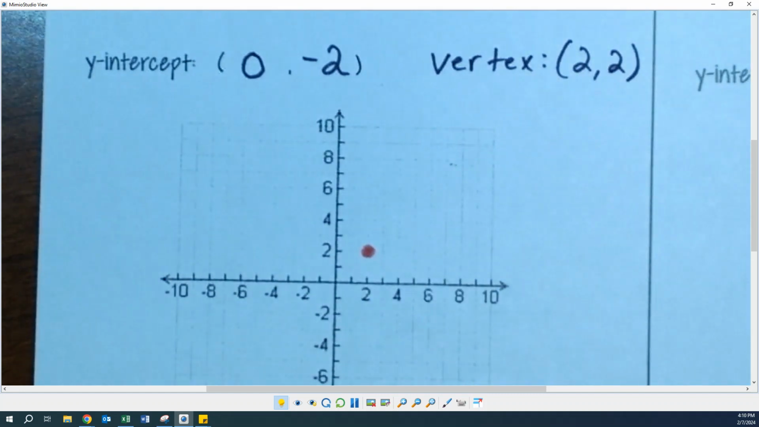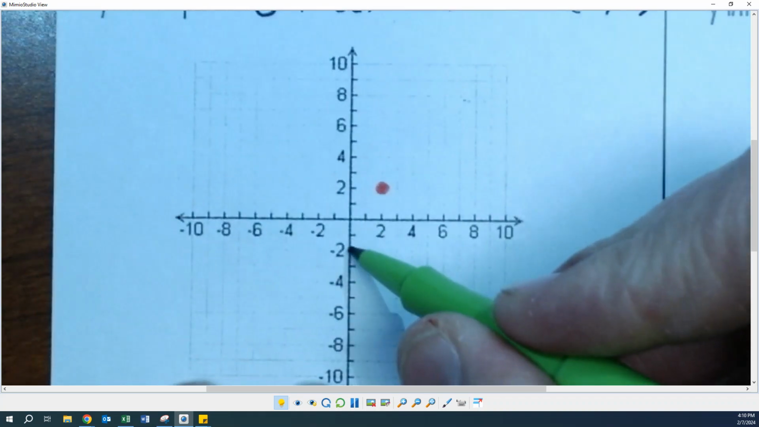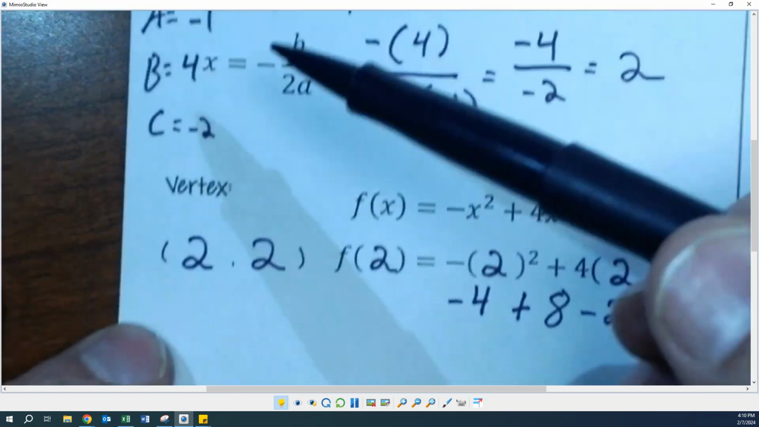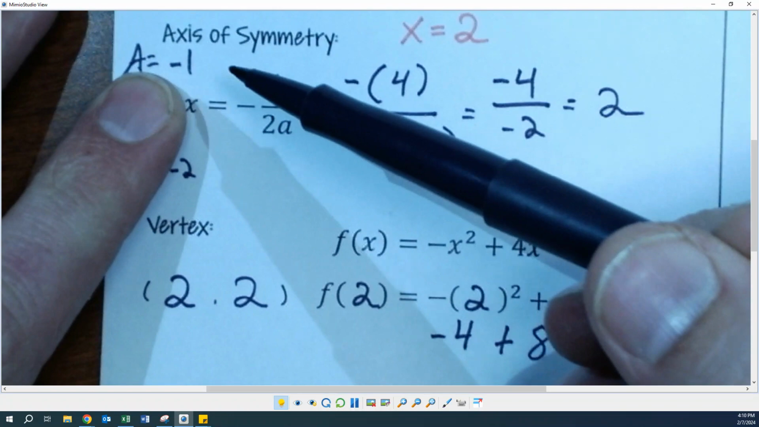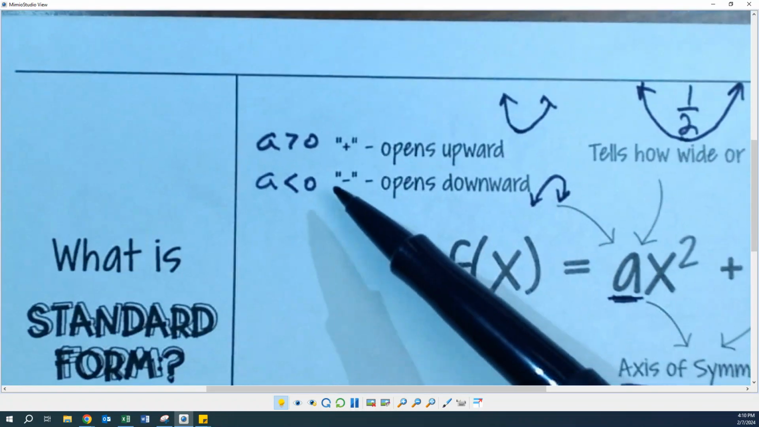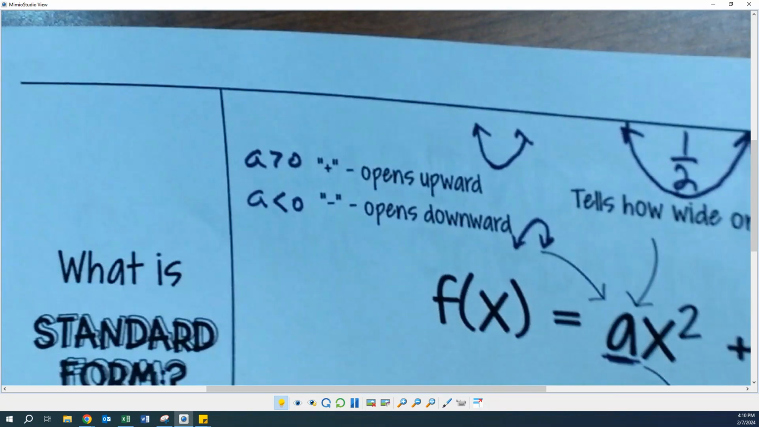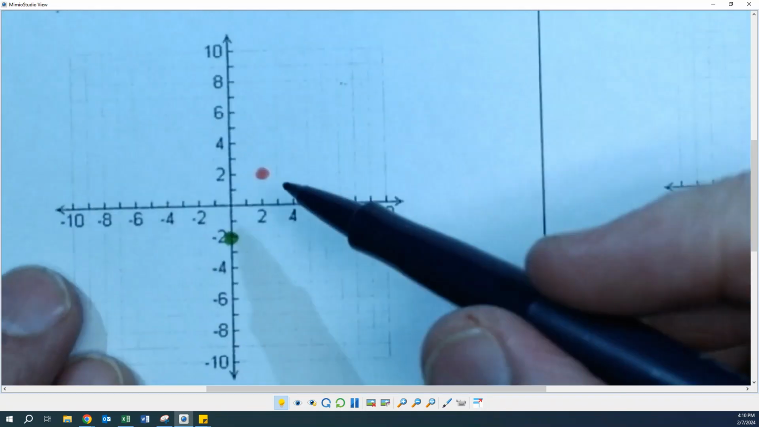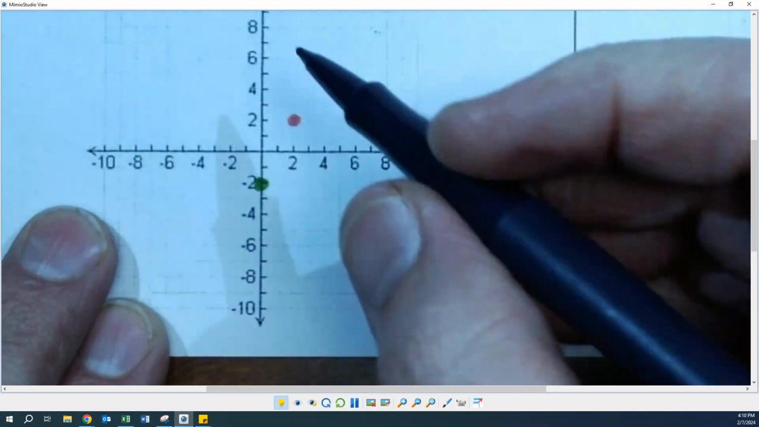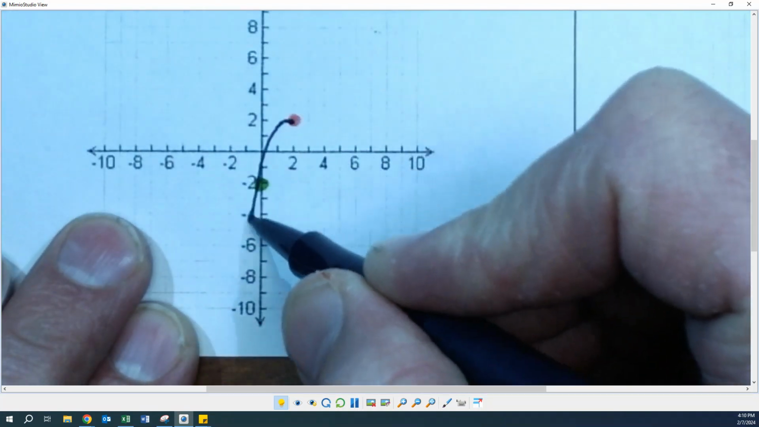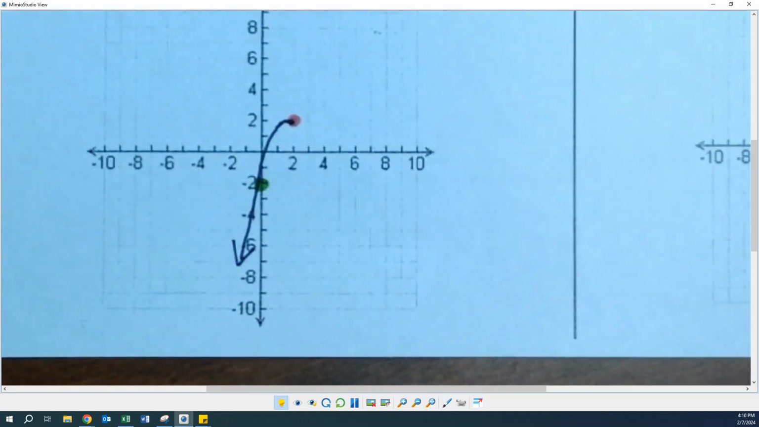Looks like it's that dot right there. My y-intercept is (0, negative 2), which looks like it's roughly right there. And this is a parabola. My a value is negative, and the rule is if my a value is less than 0, it opens downward, which makes sense because my vertex is above my y-intercept. So I'm going to make a parabola, which is a U shape, so a slight U, and go down.